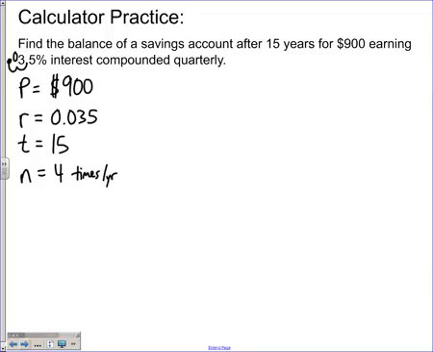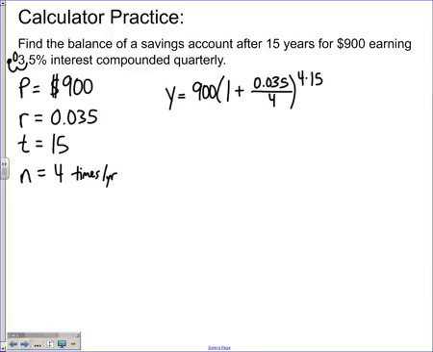All right, so let's go ahead and plug that into our equation. We get y equals our p-value, 900, times the quantity 1 plus r, 0.035 divided by n, which is 4. And that's raised to the power n times t, which is 4 times 15.